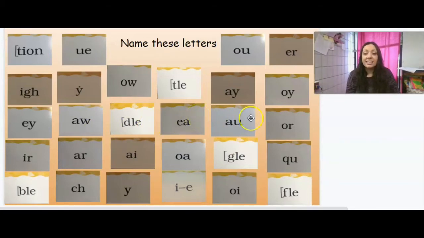Digraph EA. Digraph AU. Combination OR. Combination IR. Combination AR. Digraph AI. Digraph OA, final syllable GLE, combination QU, final syllable BLE, digraph CH, Y, I consonant E, diphthong OI, and final syllable FLE.